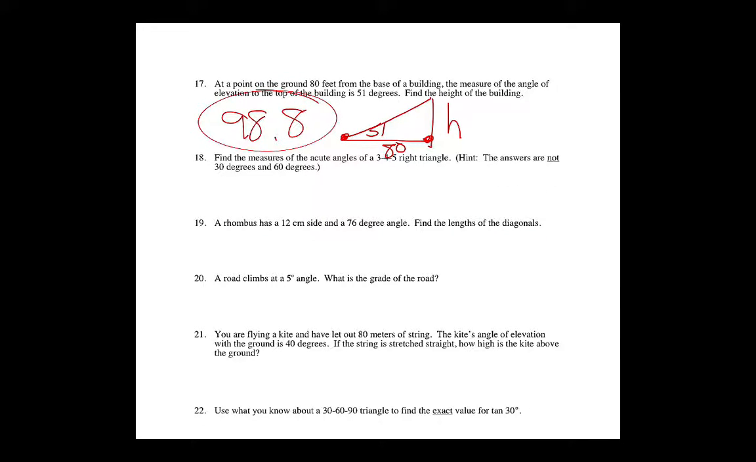And number 18, find the measures of the acute angles of a 3, 4, 5 right triangle. Well, let's just draw a right triangle and put sides of 3, 4, and 5 on it. So I'm looking for the measures of the angles. Well, I know one of them is 90 because it's a right triangle. So I need to find angle X and angle Y.